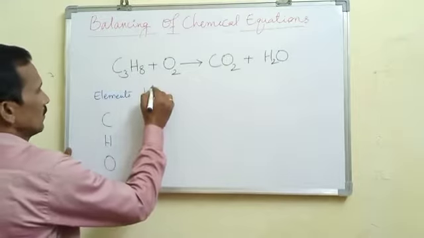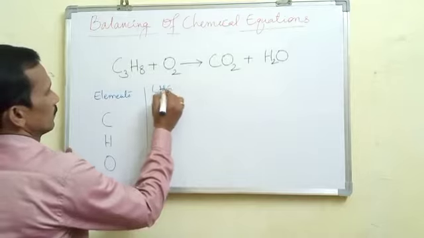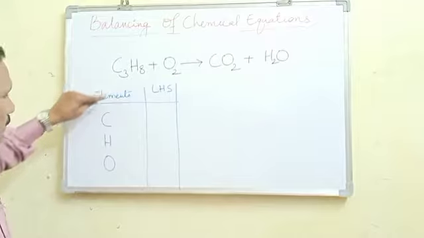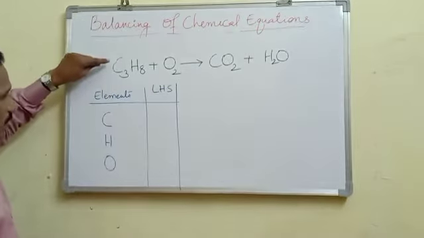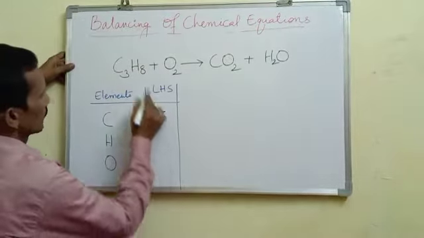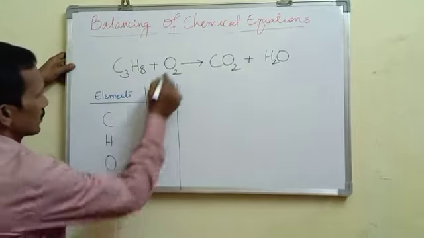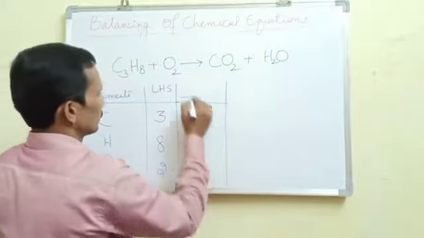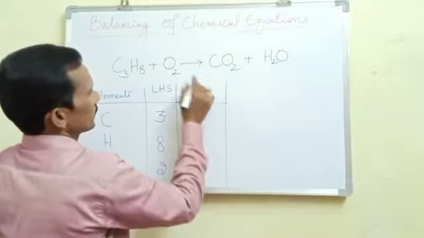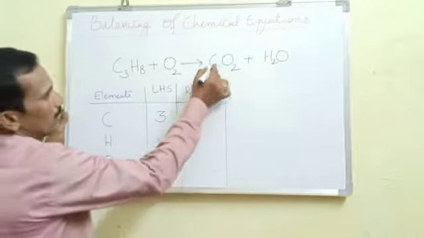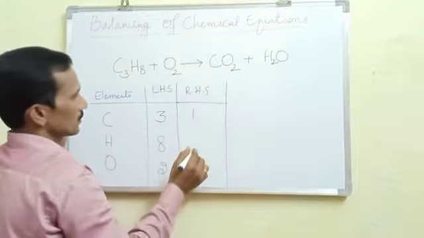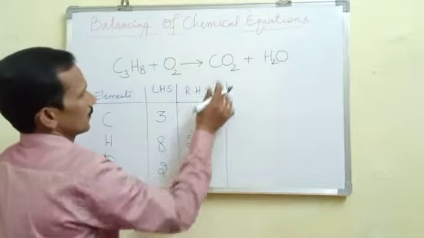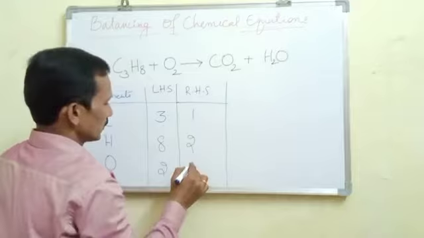Now at the LHS, the left hand side, what are the elements? Carbon. How many atoms are there? Carbon 3 atoms, hydrogen 8, oxygens 2. At the RHS, the right hand side of the arrow, the product side, carbons are 1, hydrogens are 2, oxygens 2 plus 1, 3 oxygens are there.